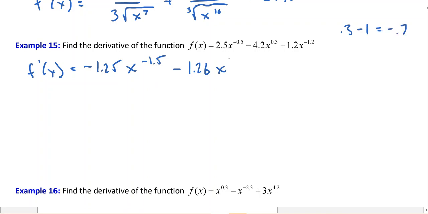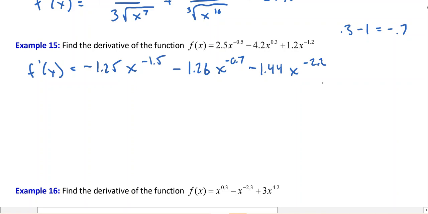And then 1.2 times 1.2 equals 1.44, and that's going to be a negative 1.44x, and a negative 1.2 minus 1 would be a negative 2.2. And since this was written with negative exponents in it, we can leave this answer with negative exponents. So we're done.